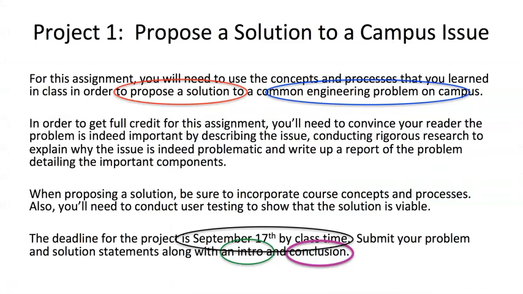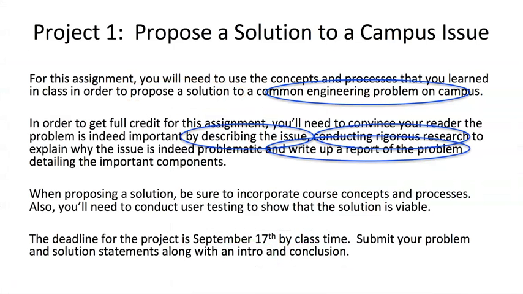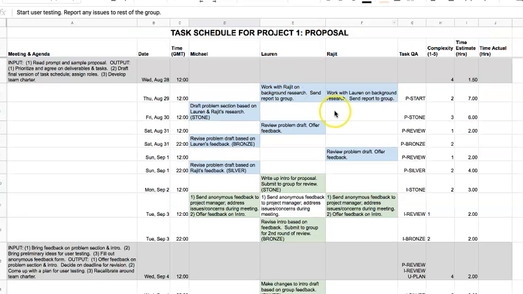For example, let's take a look at the prompt that the students had in Rajit's team. When they looked at the prompt, they found that they needed to describe the issue, conduct rigorous research, and then write up a report, all as part of the engineering problem component. Their task schedule reflects just that. They have a section for the background research task as well as the drafting of the problem solution.